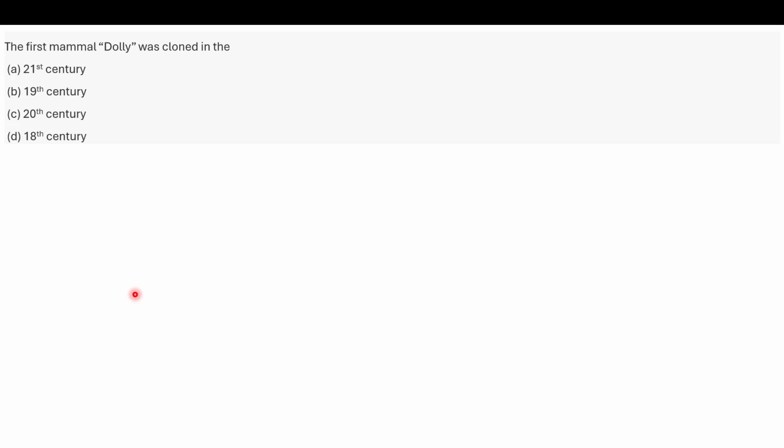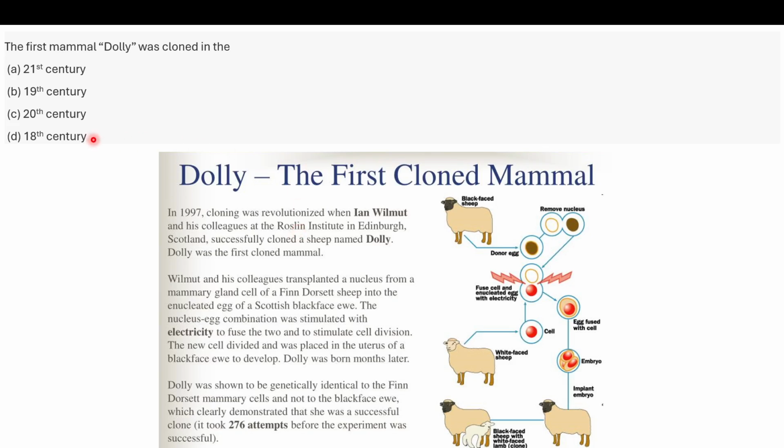Now the first mammalian clone, Dolly, which was a sheep actually. It was cloned in which time period? Does anyone know about it? Has anyone heard about Dolly, the first mammalian clone, and which type of cell was used? Yes, it's the 20th century. I think it's around the 1990s, 1996 or 97 something. So it will be option C.